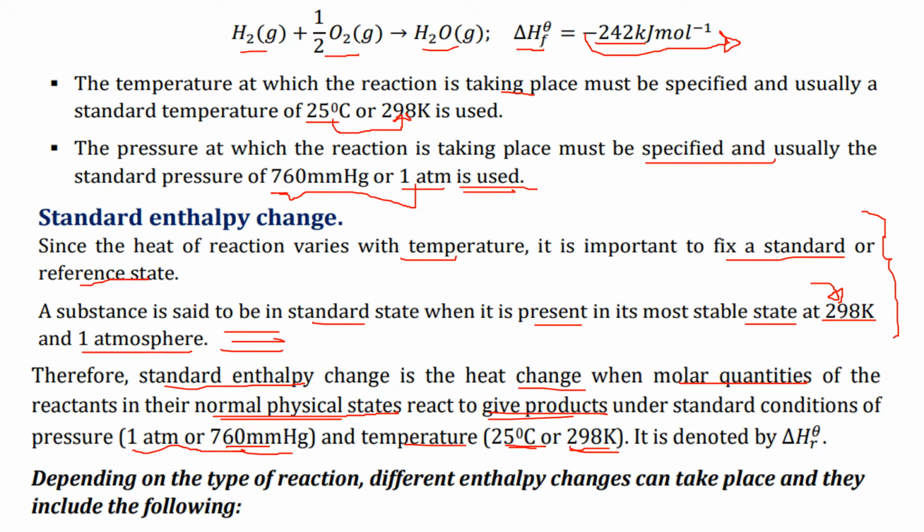This is denoted by delta H, with the standard symbol as a superscript and the subscript R. Whenever you see this symbol, it represents standard enthalpy of a reaction. The R defines that this is the enthalpy of a reaction, and the standard symbol above, in terms of powers, represents that this is a standard reaction. Depending on the type of reaction, different enthalpy changes can take place, and they include the following.